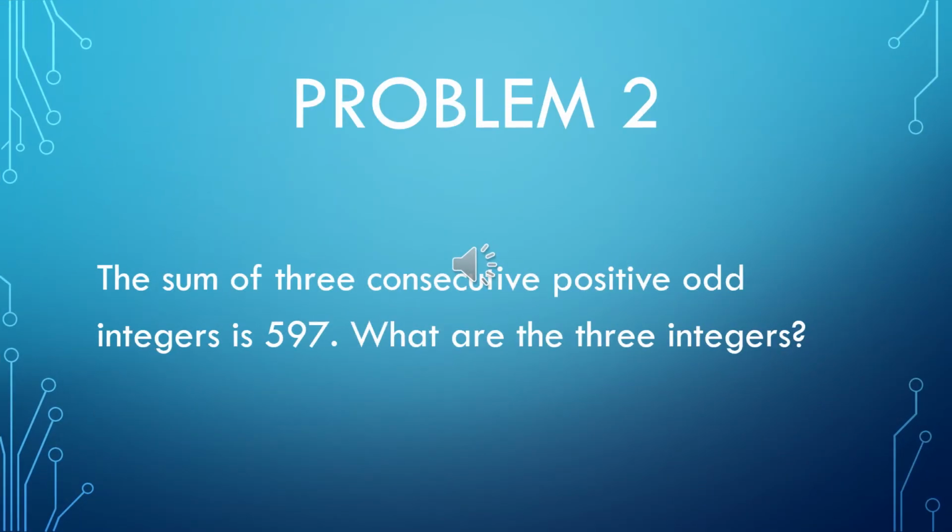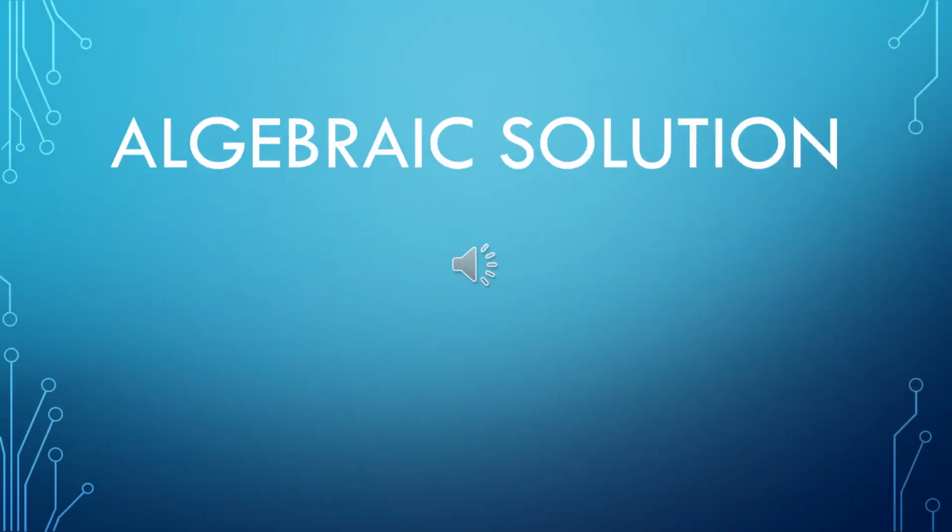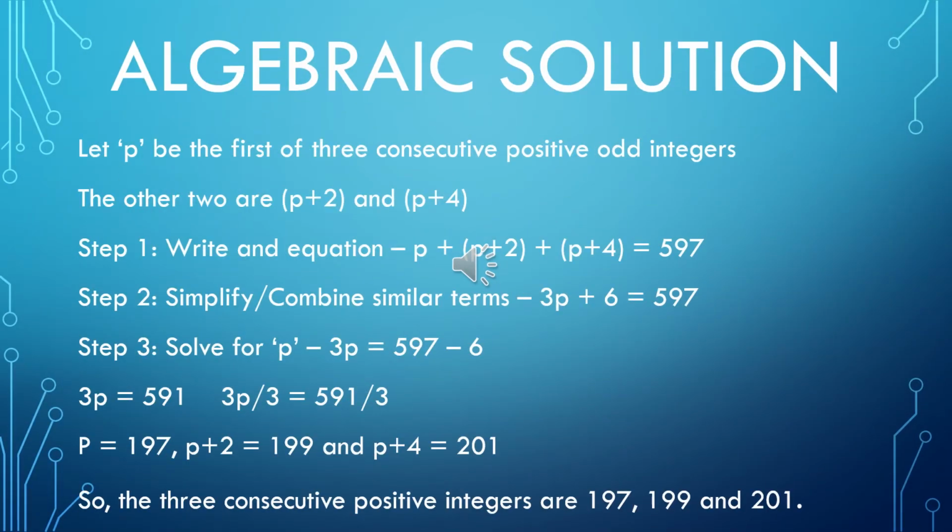For a second problem, we have here: the sum of three consecutive positive odd integers is 597. What are the three integers? Solving this problem using algebra, first we let p be the first of three positive odd integers, and then the second of the three is p plus 2, and the third is p plus 4.